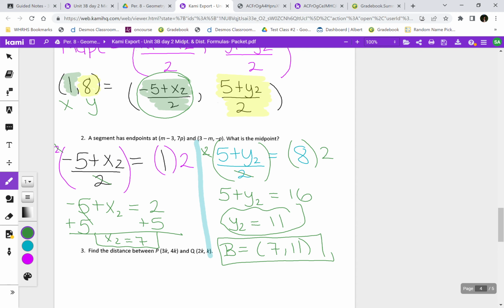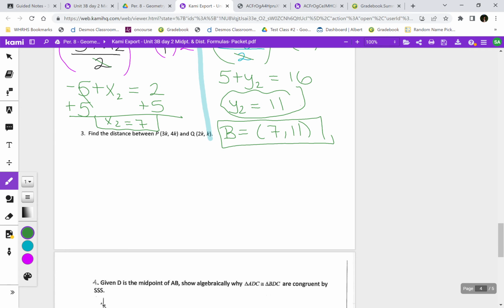Are we ready for the next one? Okay, so now it's saying find the distance between point P, which is (3k, 4k), and Q, which is (2k, k). It says find the distance, so which formula should I use? The distance formula. d equals the square root of (x2 minus x1) squared plus (y2 minus y1) squared. I'm going to call P x1, y1, and I'll call Q x2, y2.